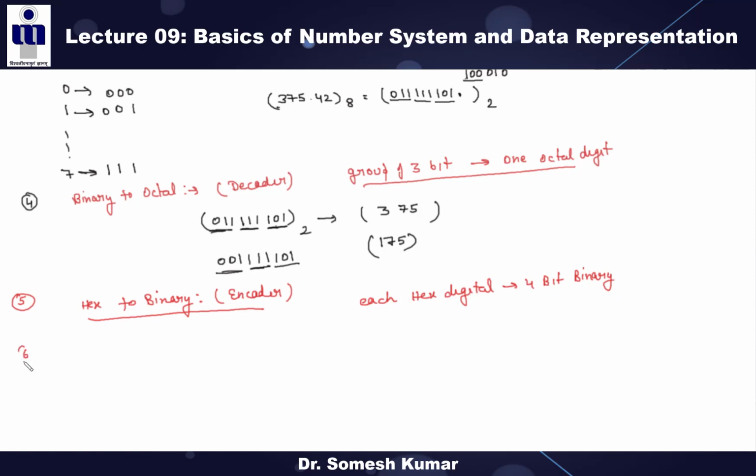And in the 6th category, the opposite, binary to hexadecimal. Each group of 4 bits is what? One hex digit. Okay. So the next category is how you can convert hexadecimal to octal.